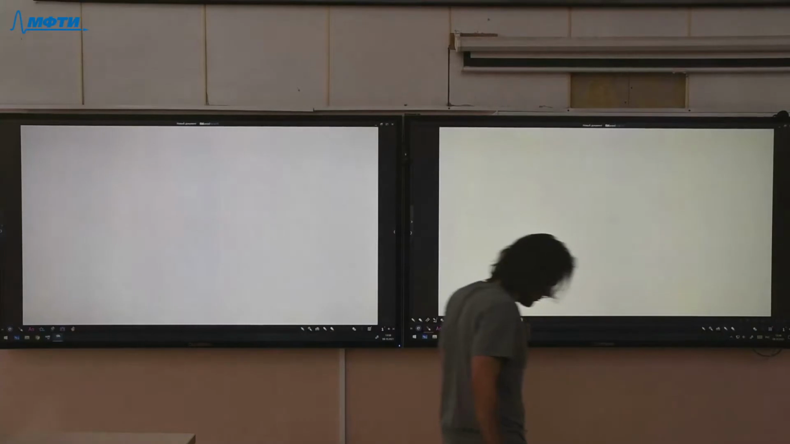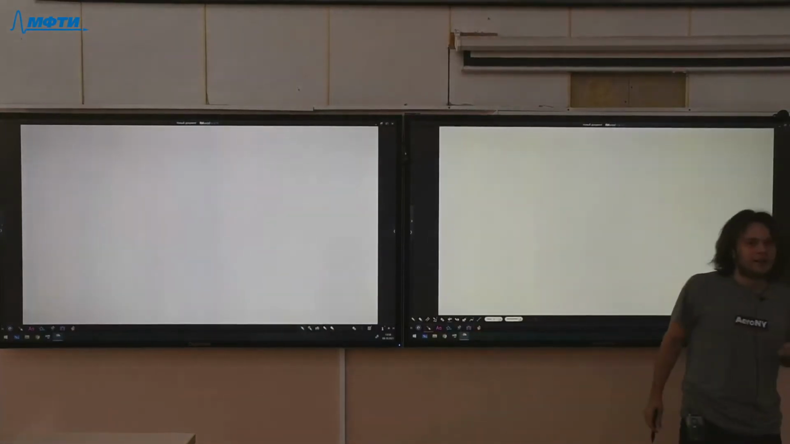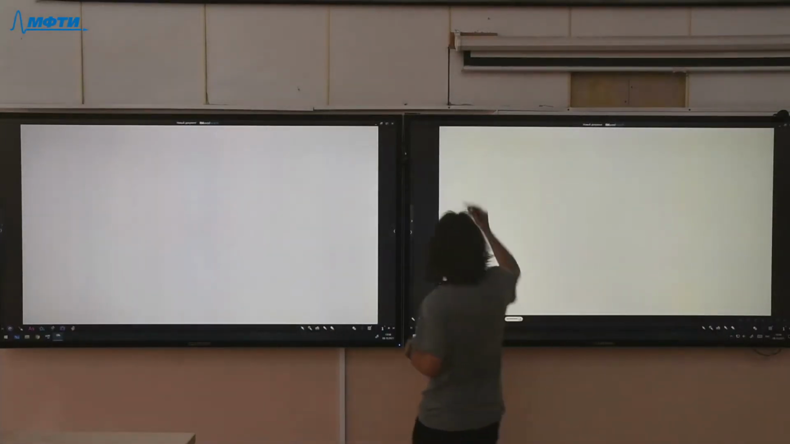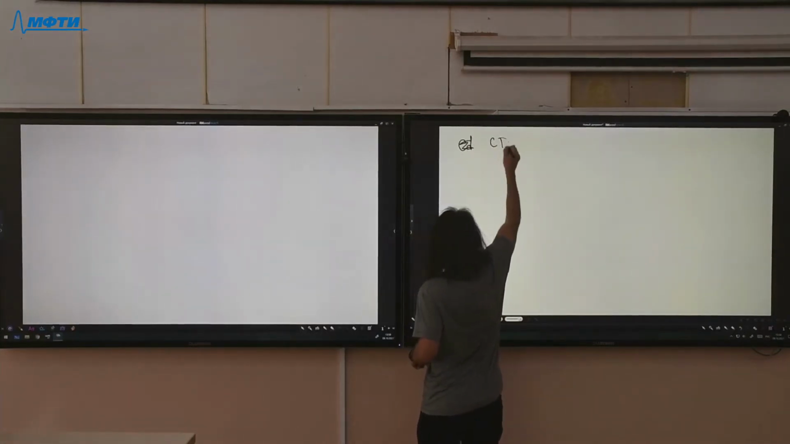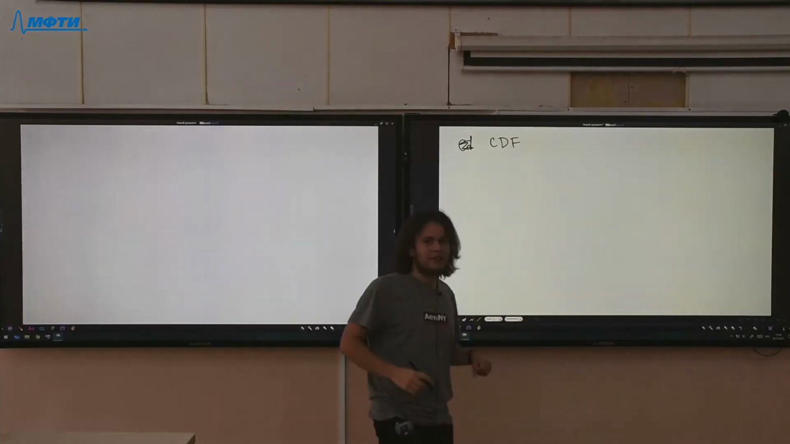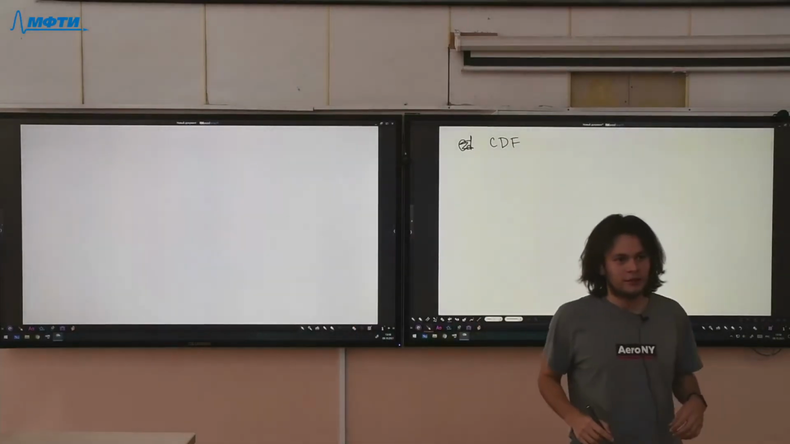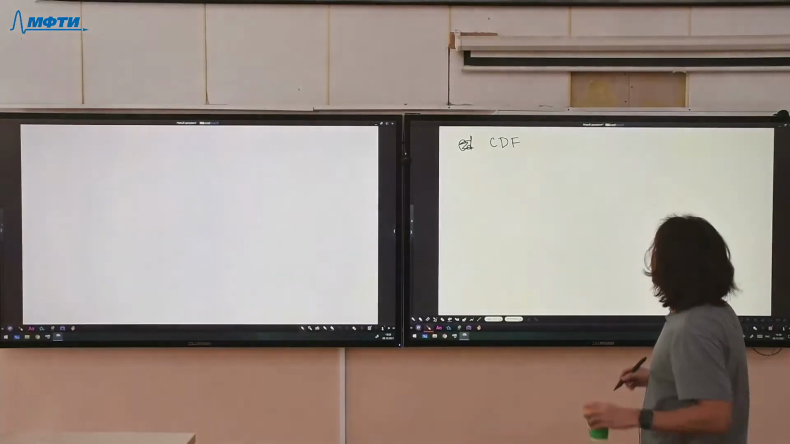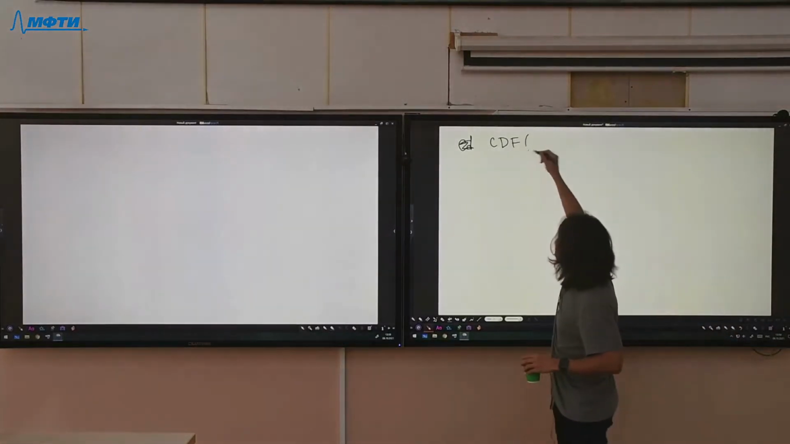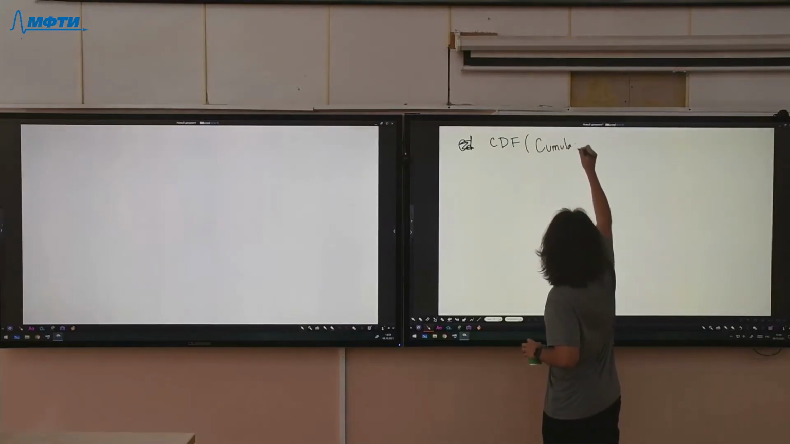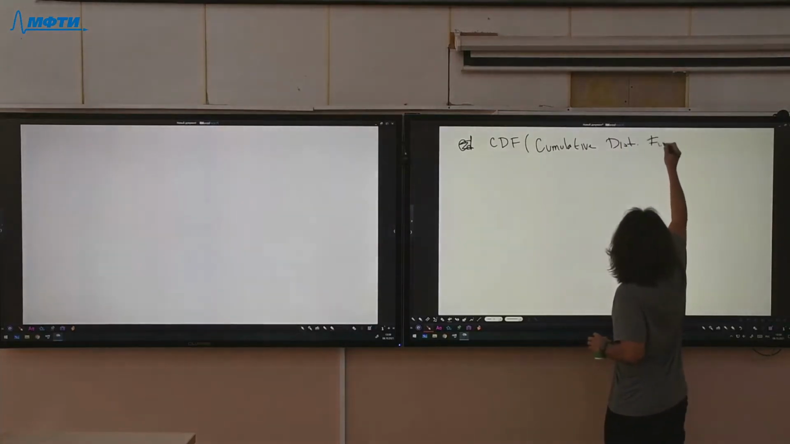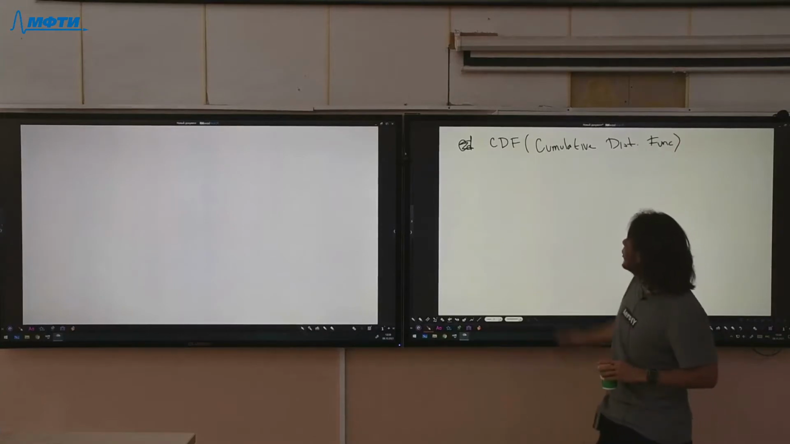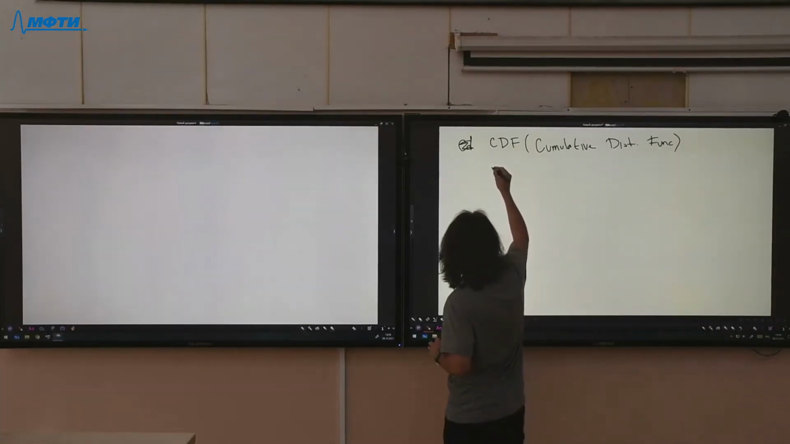Okay, what we did last time, CDF, right? So CDF, sorry, CDF. What is the meaning of that? The name. So this is short for the cumulative distribution function, right? And what is that? So what is F of x?